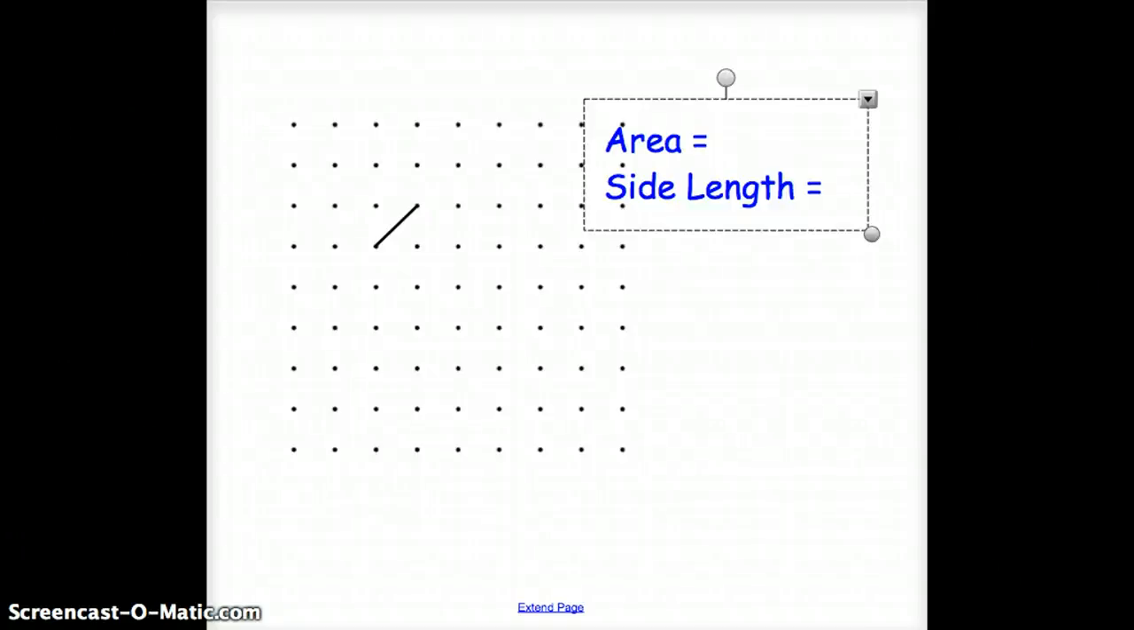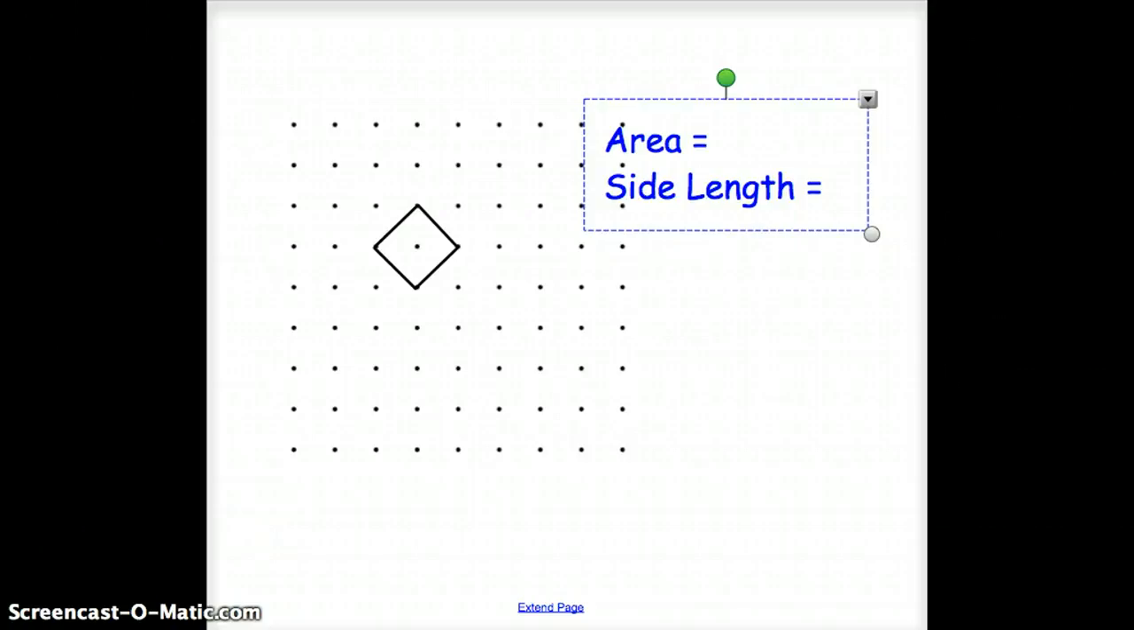On the board, there's a diagonal side length. I want to know the area of the square built from a side length, and then I want to know how long this side length is. So I'm going to start by building my square.